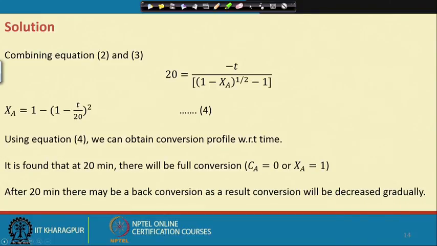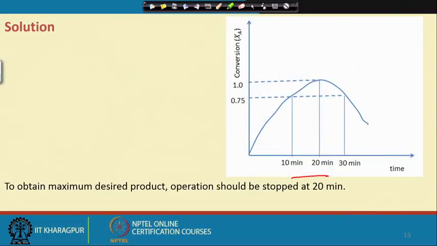So this is the typical observation we have: at 20 minutes, if you put 20 minutes, X_A will be 1, and X_A being 1 means 100% conversion of substrate takes place. But at 30 minutes we have 75%. So that is why we tried to find out why and how this is happening. We tried to develop the correlation and establish the fact like this.